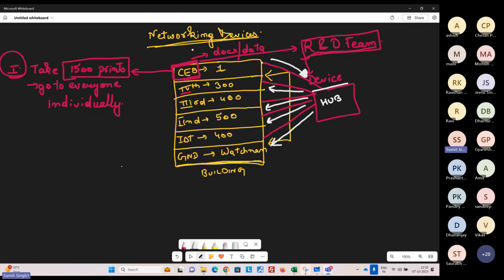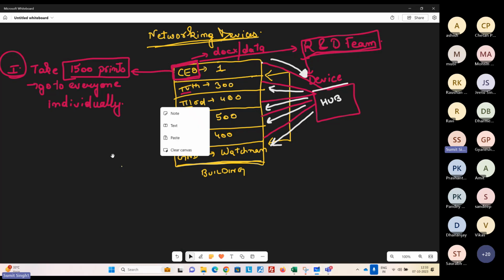So like that, CEO had a very cost effective solution if he has to send the traffic to all the users he has over the building. Very good. CEO was very happy.